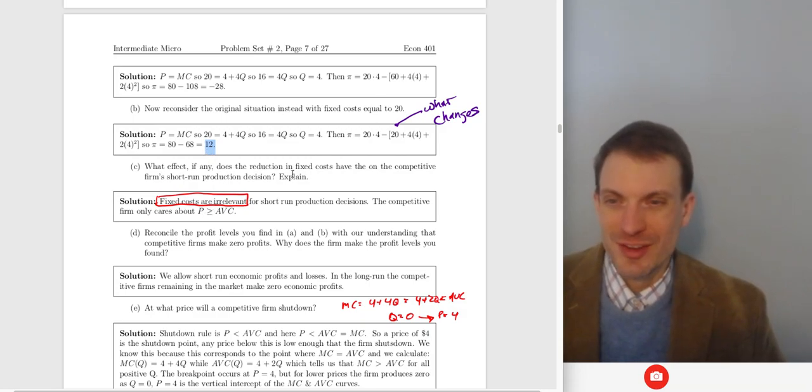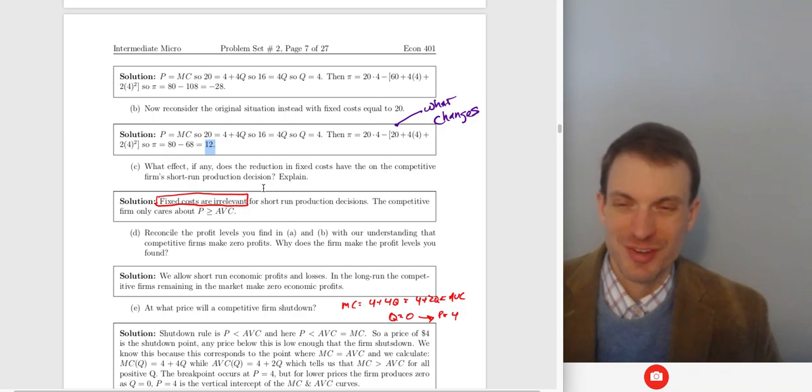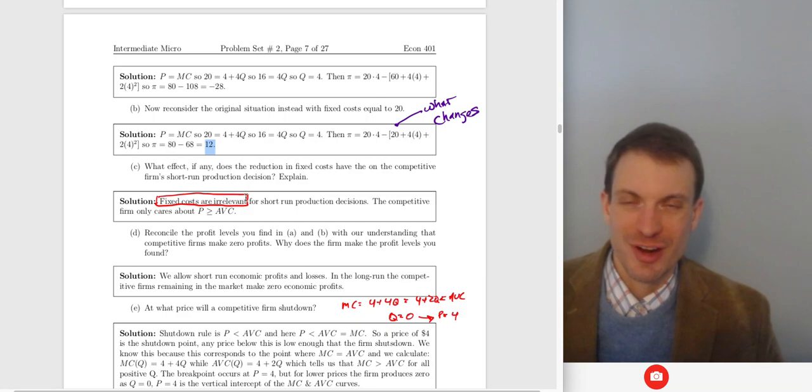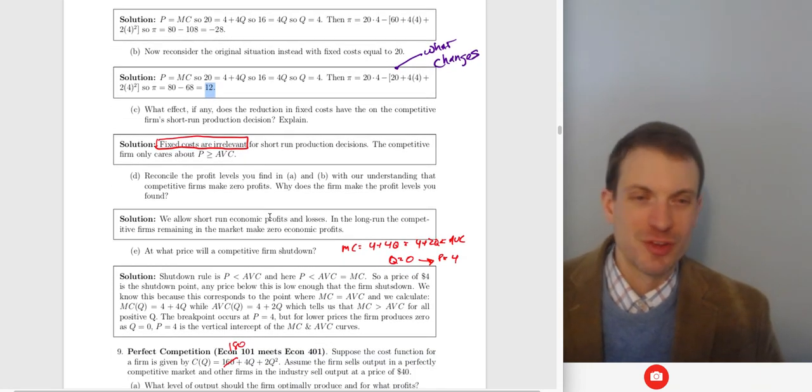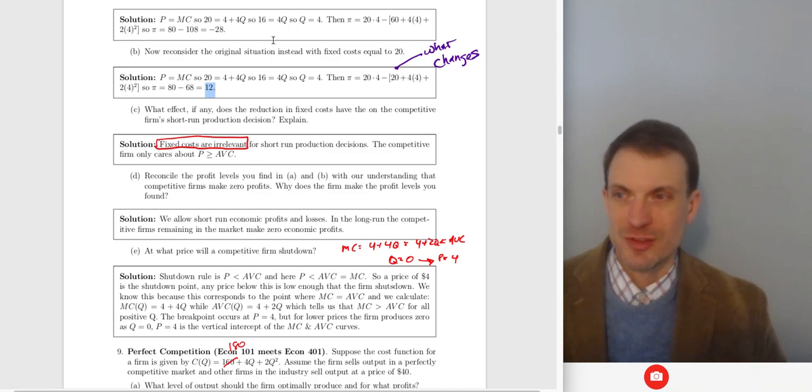What effect, if any, does the reduction in fixed costs have on the competitive firm's short-run profit production decision? Well, it's irrelevant, right? The fixed costs are irrelevant for short-run production. The competitive firm is only going to care if price is bigger than average variable cost, and in this case it is.